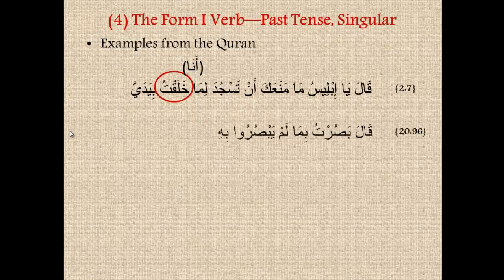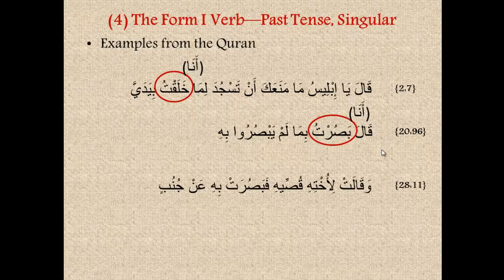Next example, Allah says in verse number 96 of Surah Taha, number 20, قَالَ بَصُرْتُ بِمَا لَمْ يَبْصُرُوا بِهِ. The verb here is بَصُرْتُ. This is conjugated for ana because of the tu at the end, the ta with the dhamma at the end. بَصُرْتُ, conjugated for ana. And the pattern is فَعُلْتُ, in which the middle root takes a dhamma.